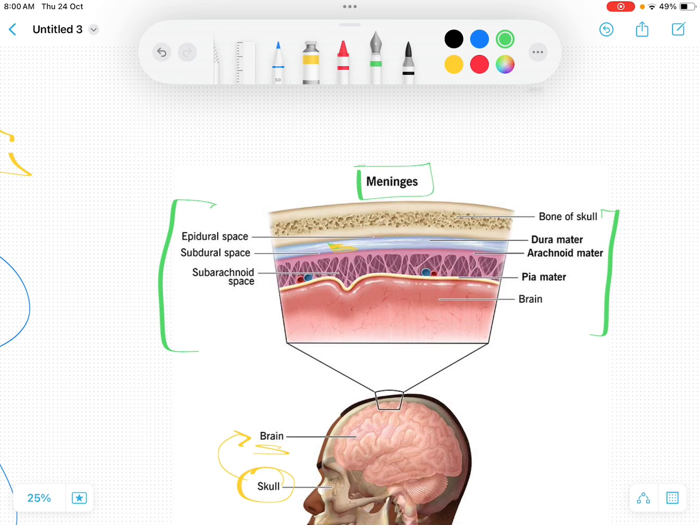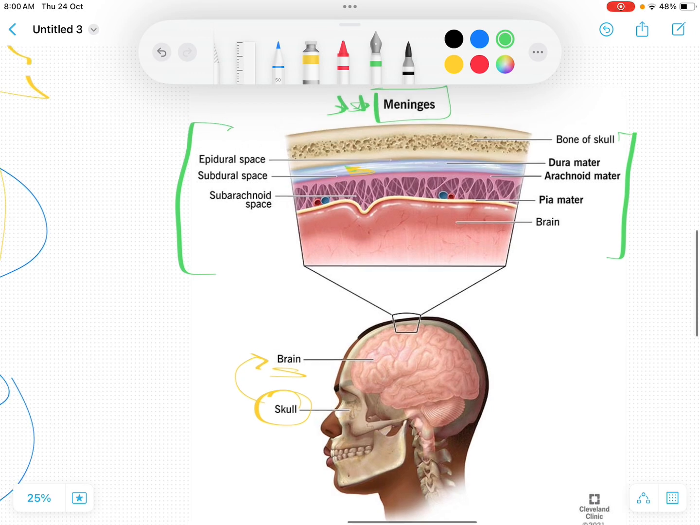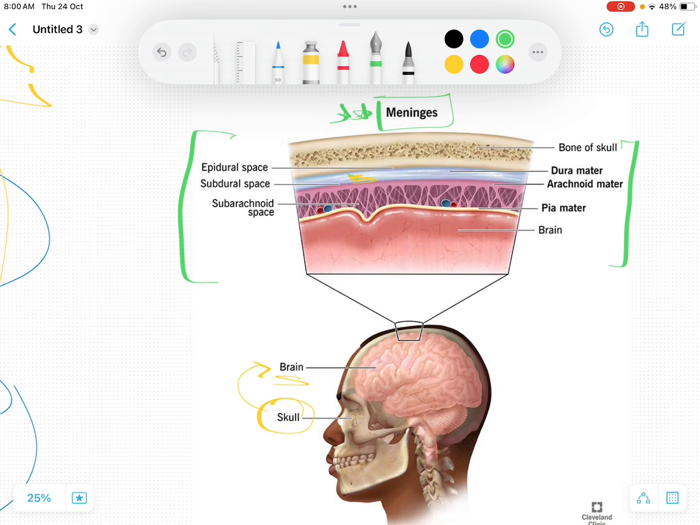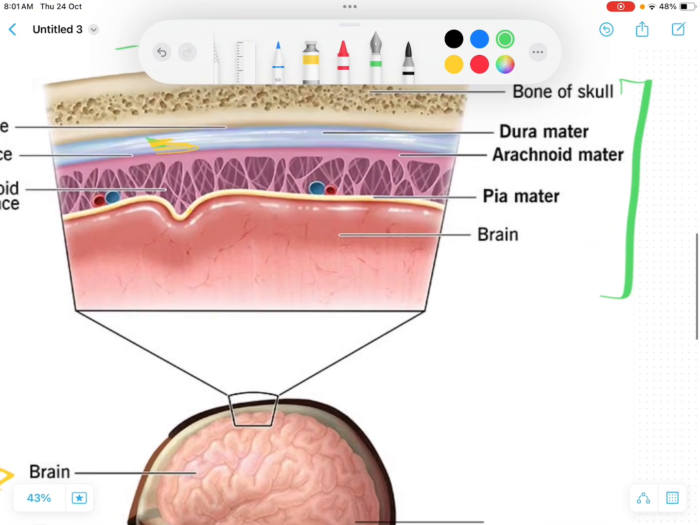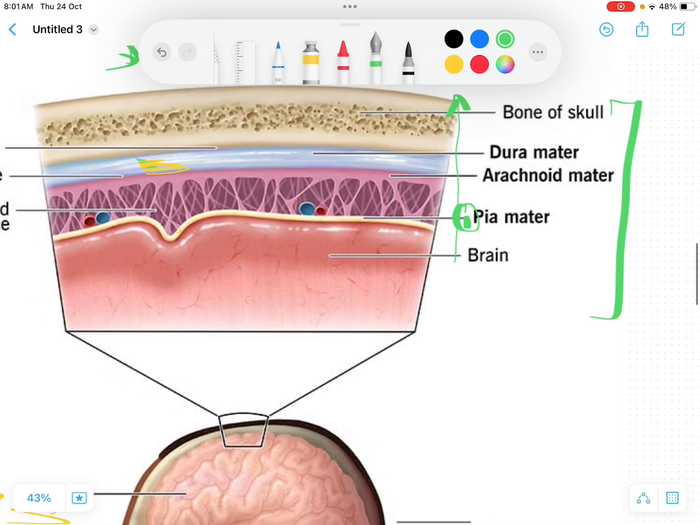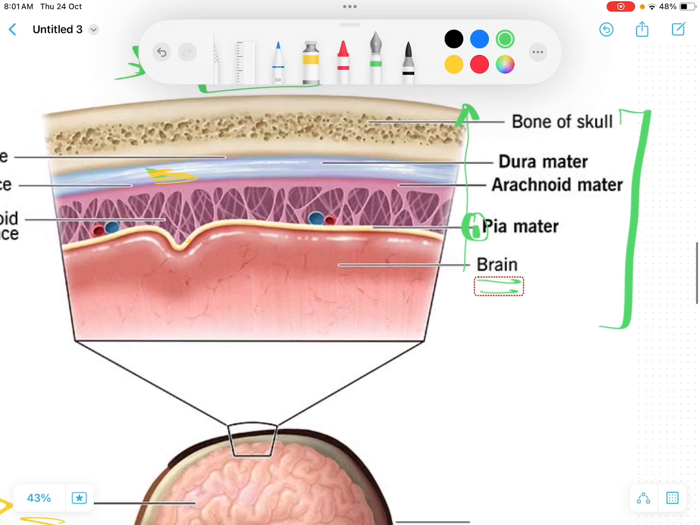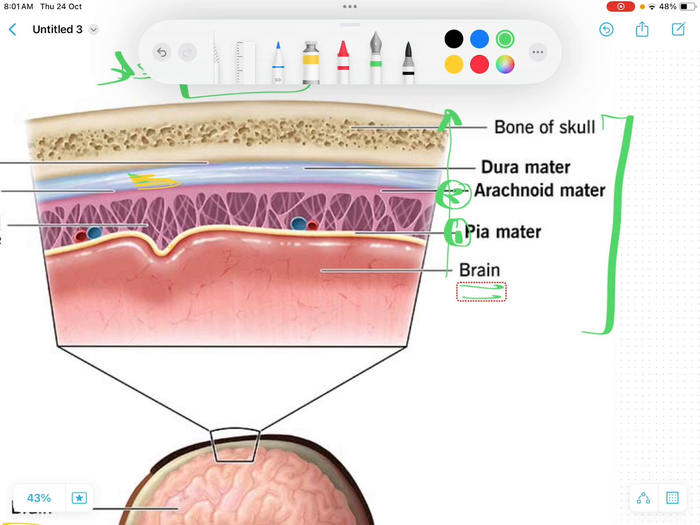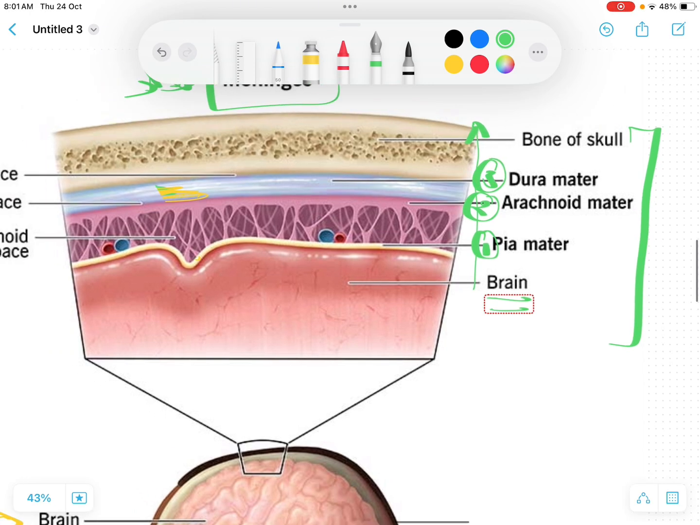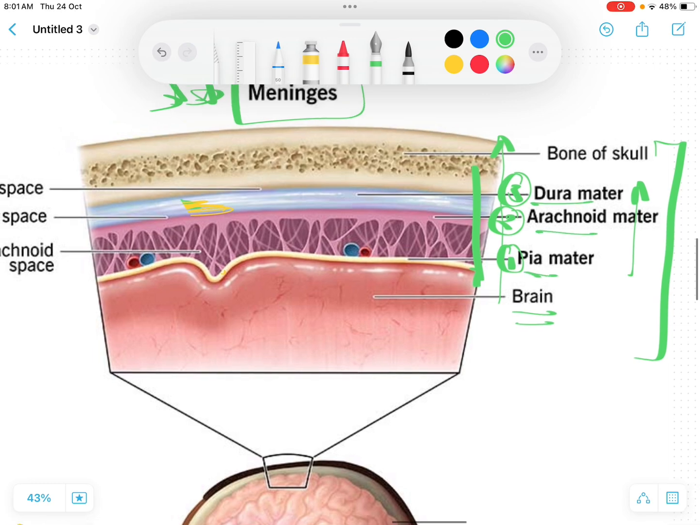Such layers are called meninges. This is a very important topic. The brain is a very soft organ, so it must be protected from any shocks, harm or injury. So there are many layers. Let's talk about these layers from inside to outside. The first one is pia mater, the innermost layer, directly attached to the brain. The question can be framed in many ways. The middle layer is arachnoid mater, and the last layer is dura mater from inside to outside. From outside to inside, it goes dura mater, arachnoid mater, and pia mater.